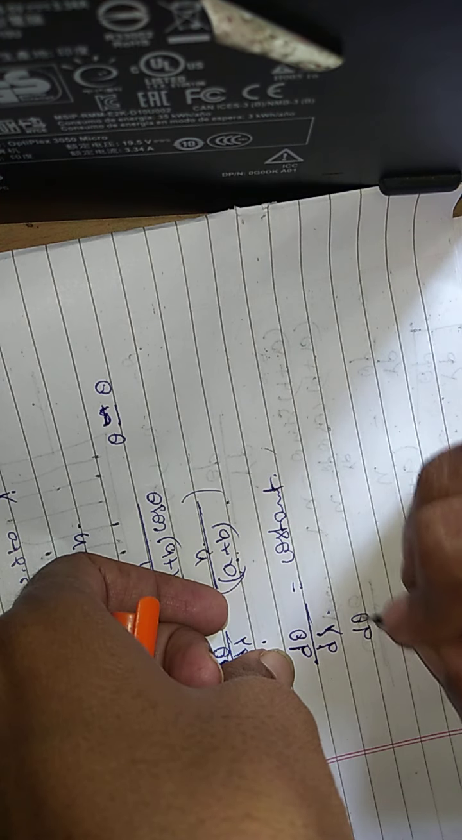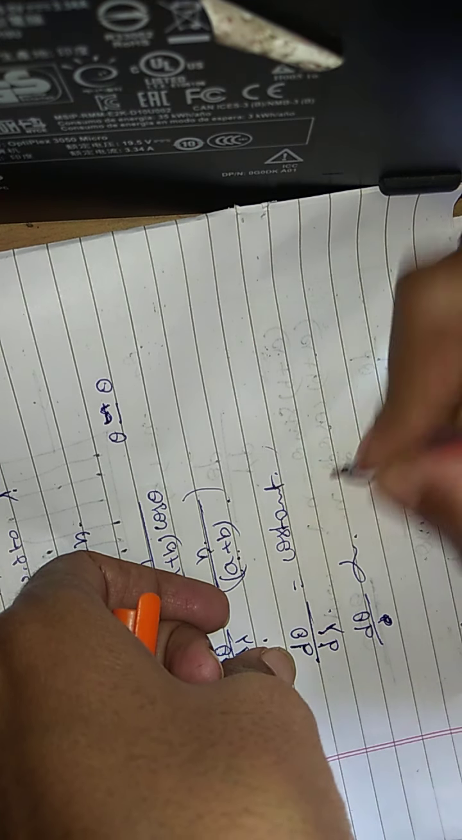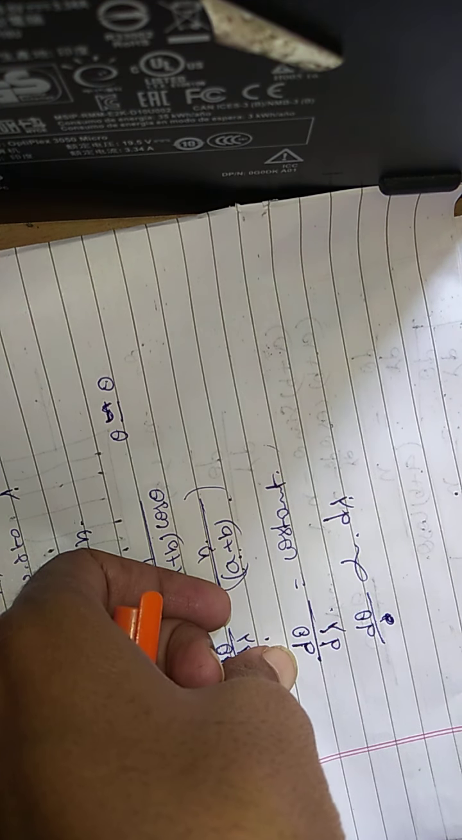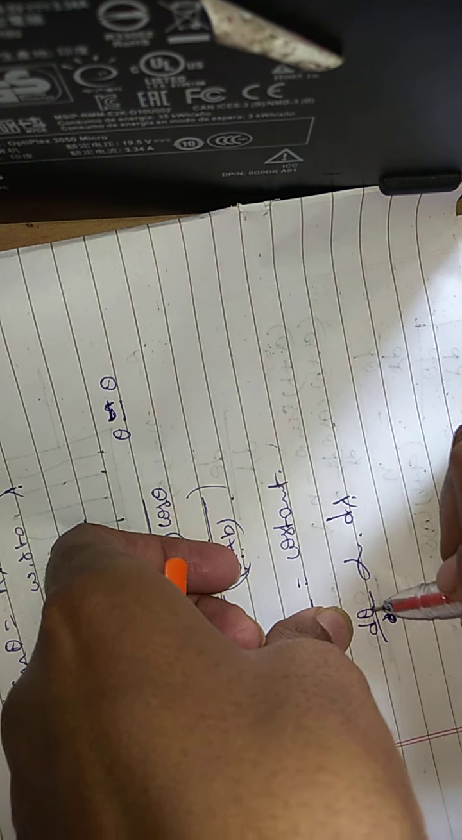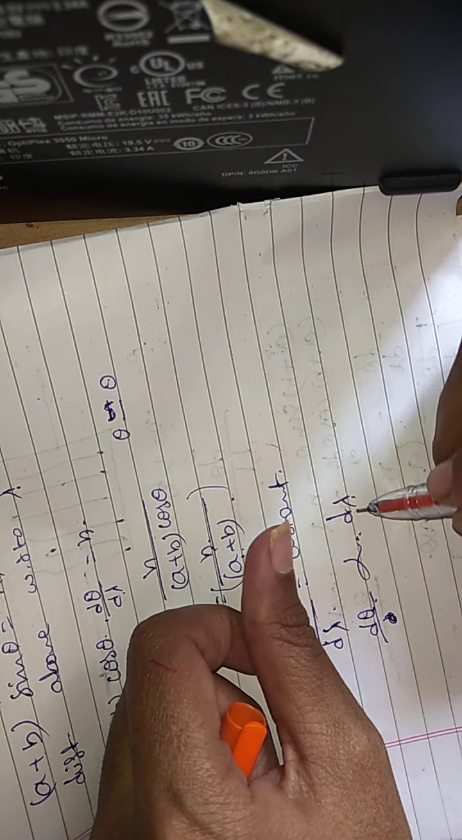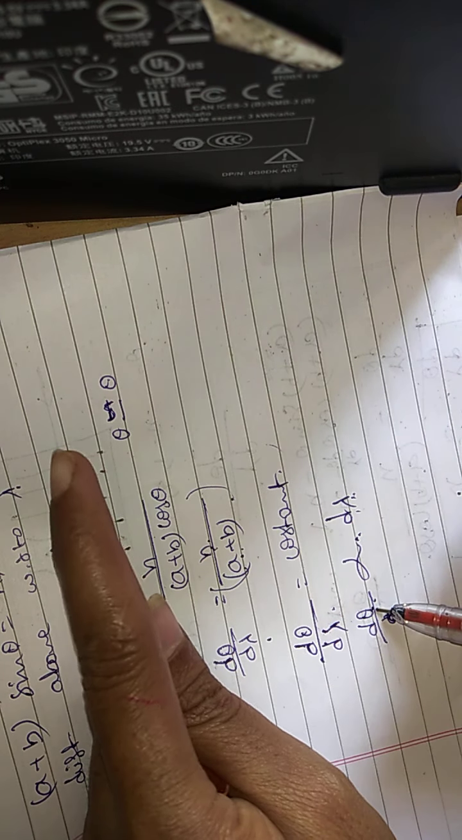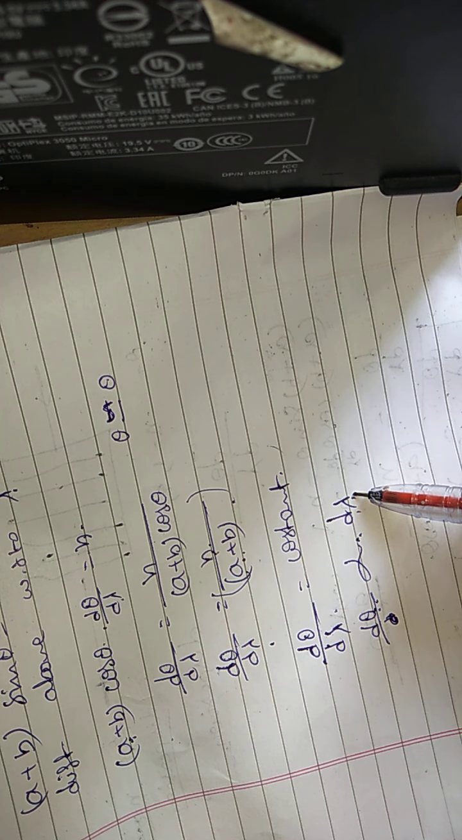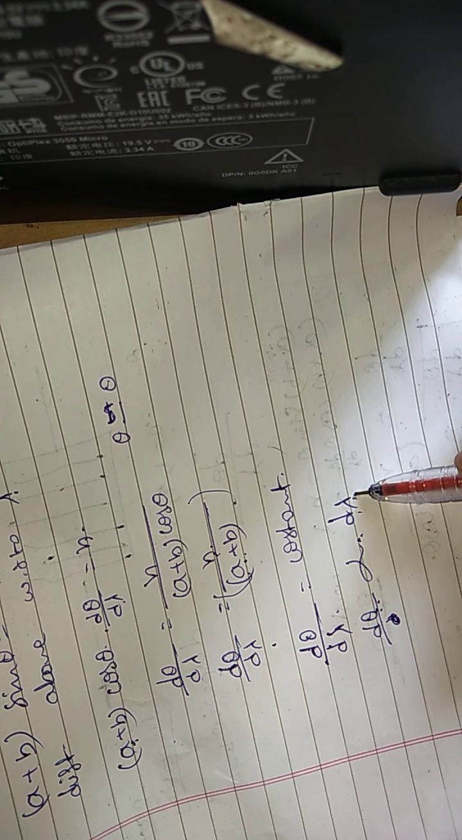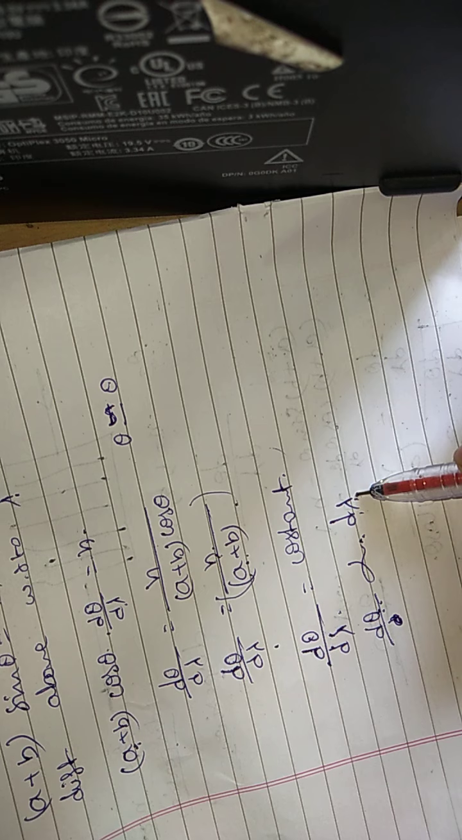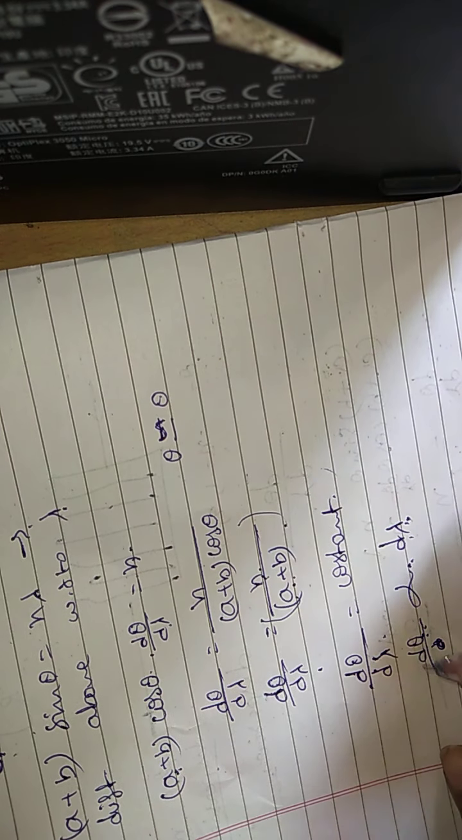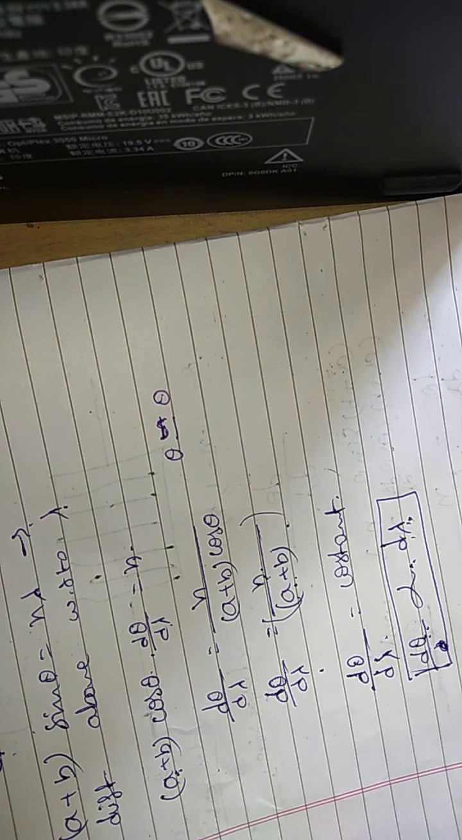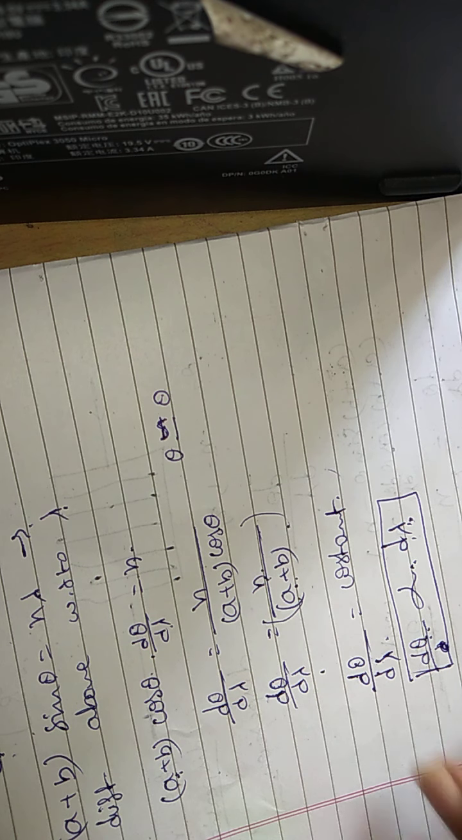So d theta is directly proportional to d lambda, which means the change in the diffraction angle is directly proportional to the change in the wavelength. If the angle increases, the wavelength also increases. For a higher wavelength, the angle should be higher. So we observe violet first and red last. So this is all about the dispersive power by grating, or dispersion by grating.